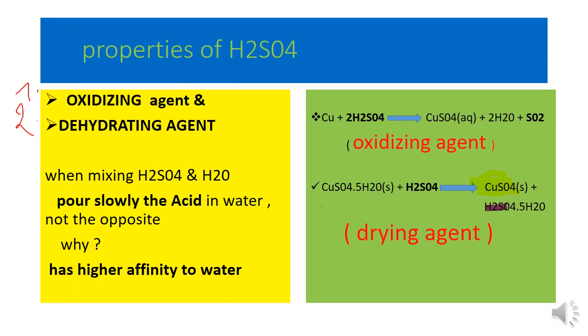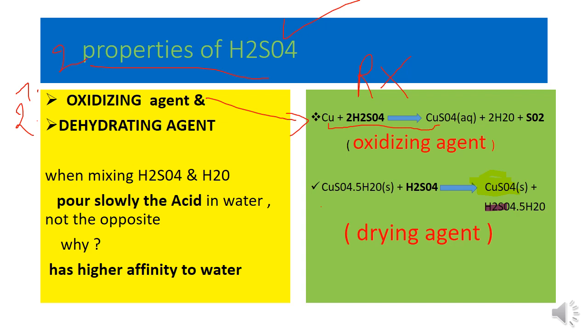Then we are going to see the properties of sulfuric acid. It is an oxidizing agent. We have two main properties: oxidizing agent and dehydrating agent. How? This is the reaction that explains how this acid acts as an oxidizing agent. You see this copper here, it goes from here to here.